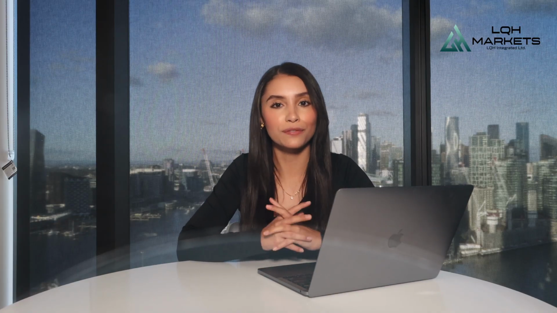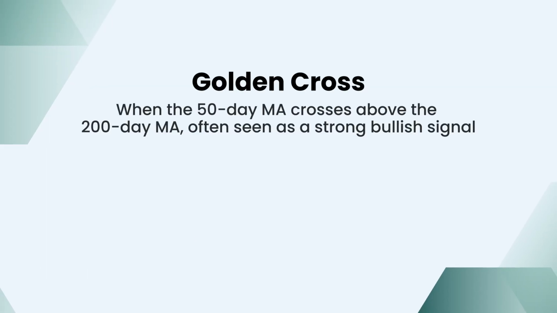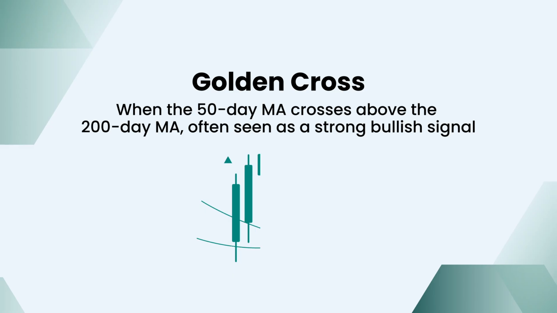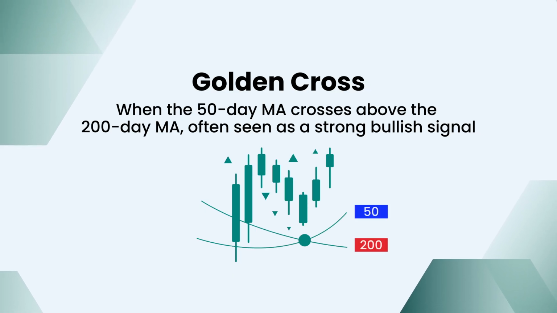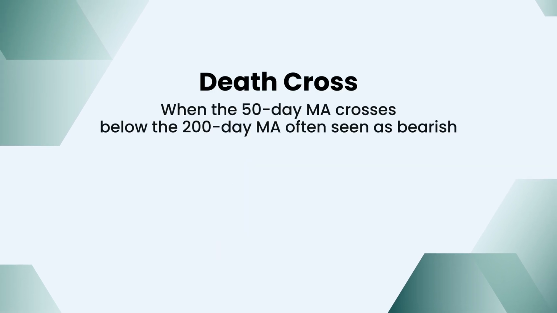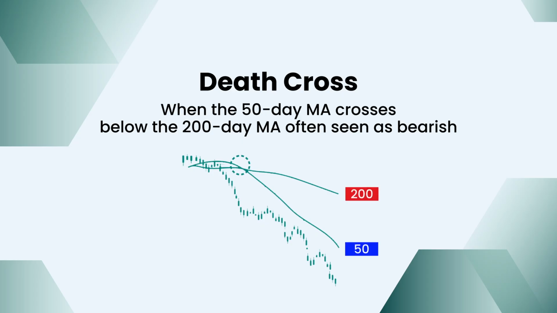One of the most famous examples is the golden cross and the death cross. The golden cross, when the 50-day moving average crosses above the 200-day moving average, is often seen as a strong bullish signal. The death cross, when the 50-day moving average crosses below the 200-day moving average, is often seen as bearish.